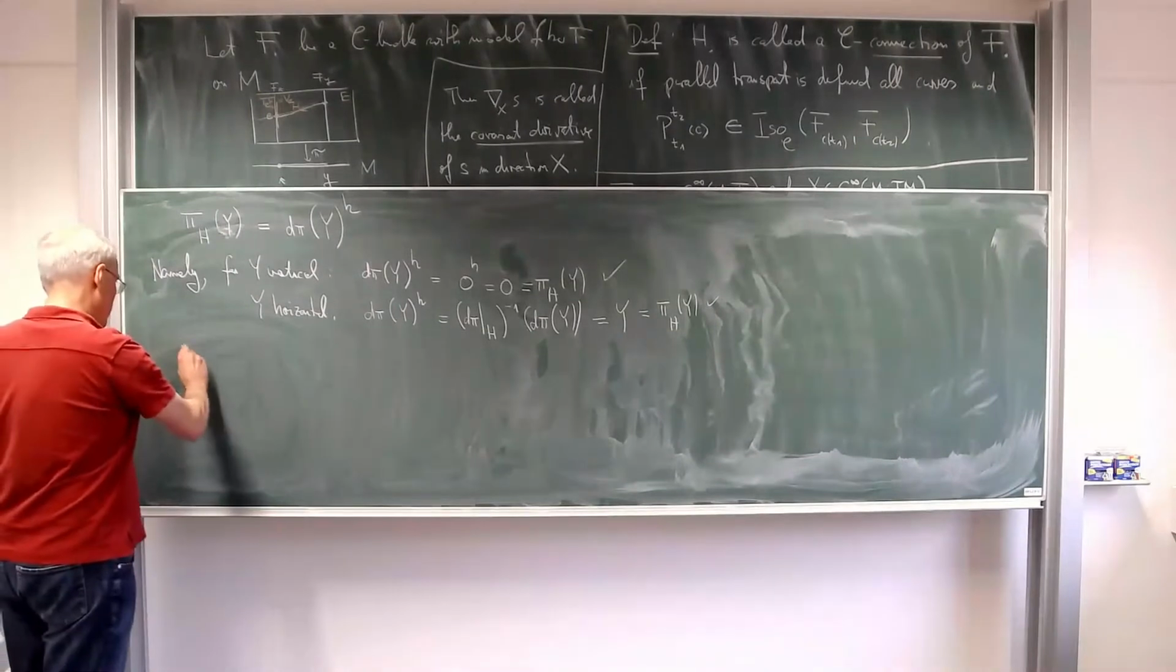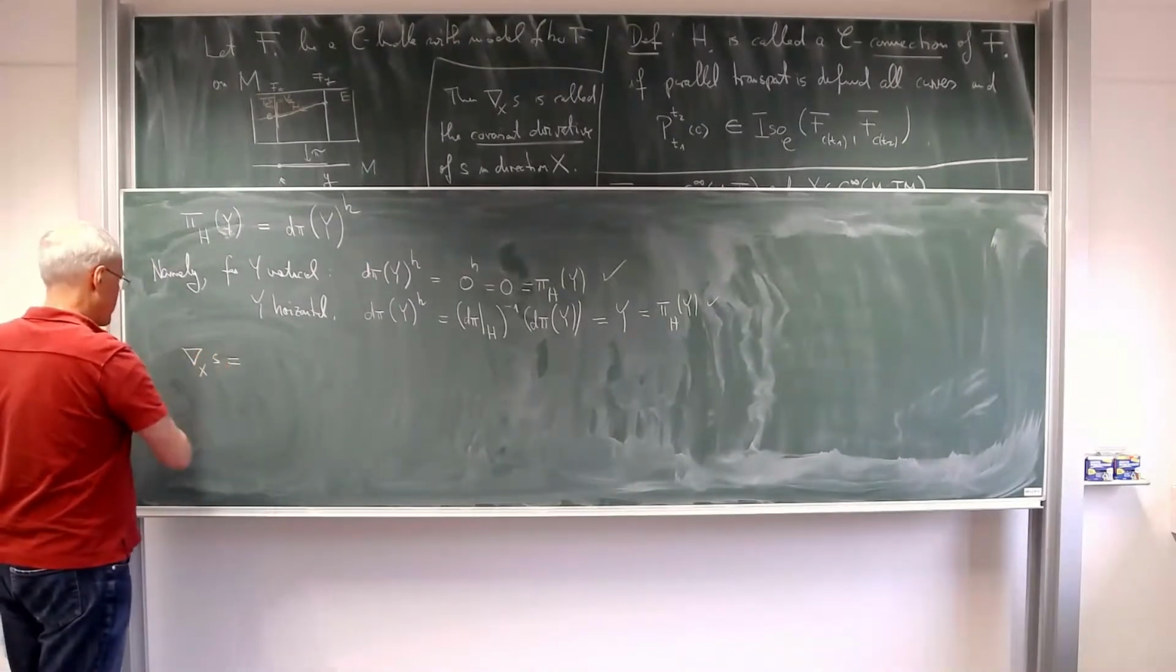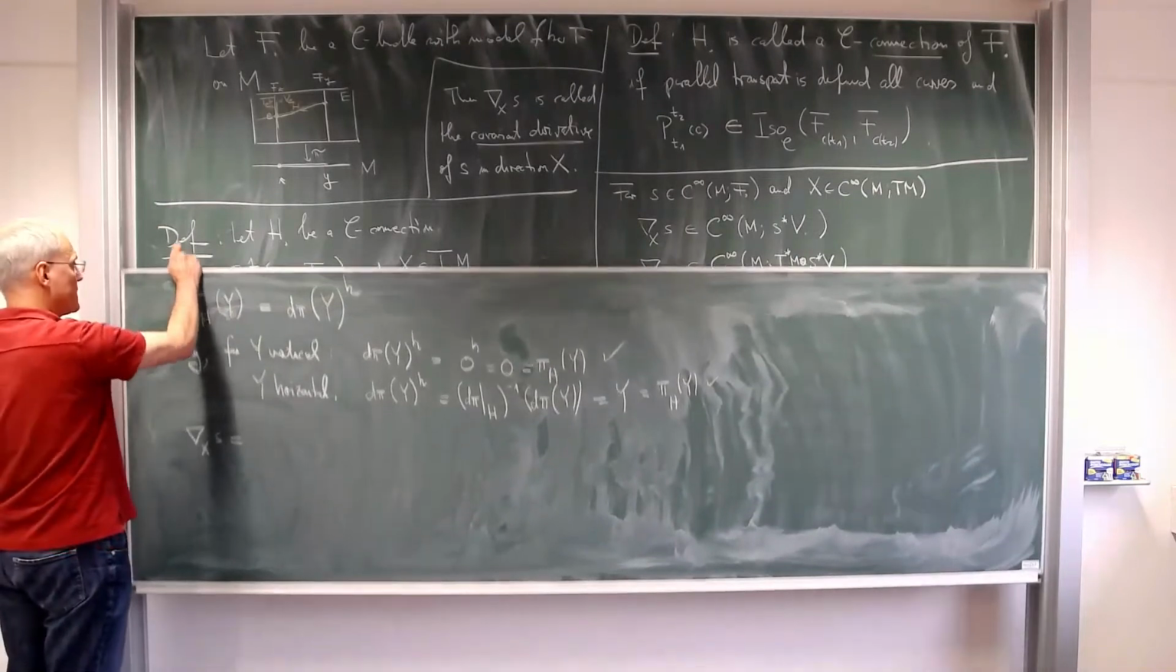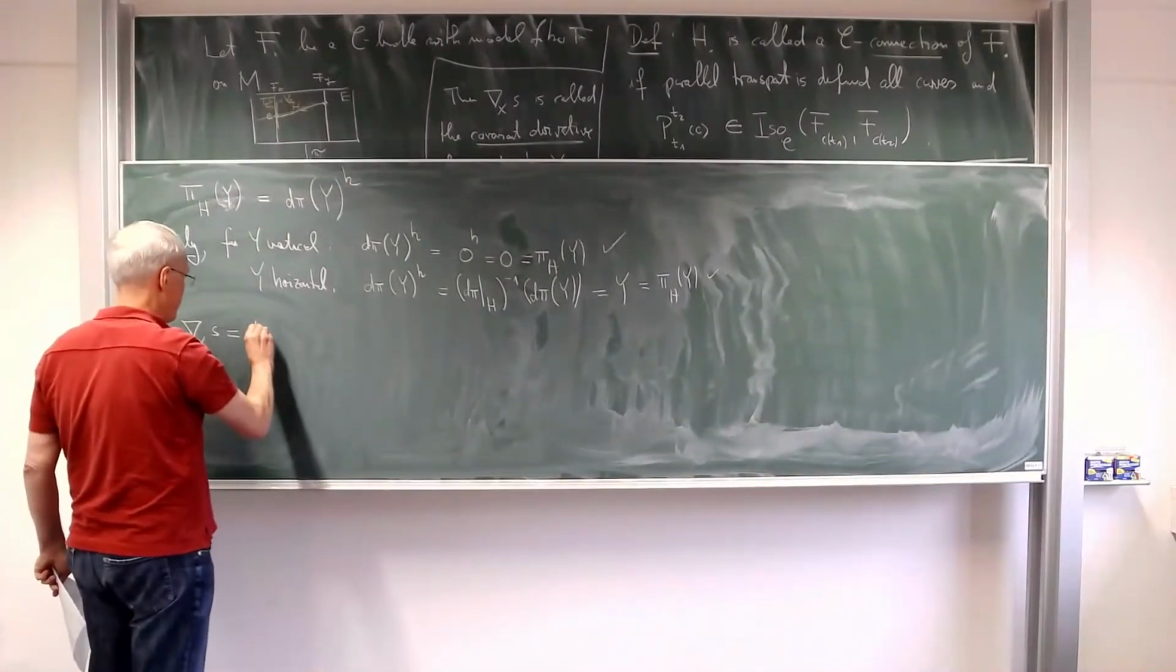Now, if we use this to write down the covariant derivative once more, so here's the definition. Here I have the vertical projection of the usual differential.